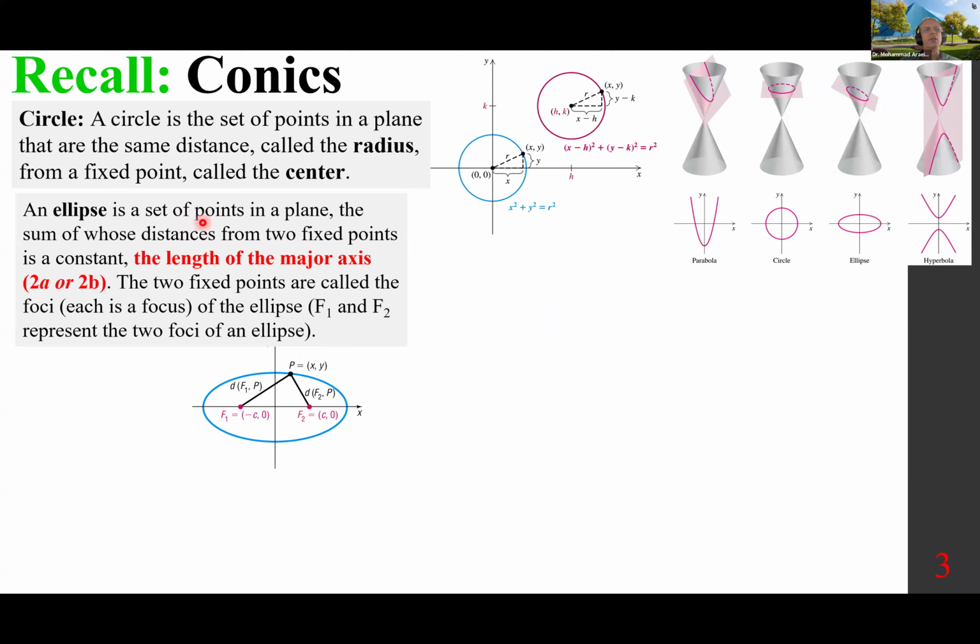An ellipse is a set of points in a plane, the sum of whose distances from two fixed points is a constant. The length of the major axis is 2a or 2b, depending on whether it's elongated along the x-axis, 2a, or along the y-axis, 2b. The two fixed points are called the foci. Each is a focus of the ellipse. F1 and F2 represent the two foci of an ellipse.